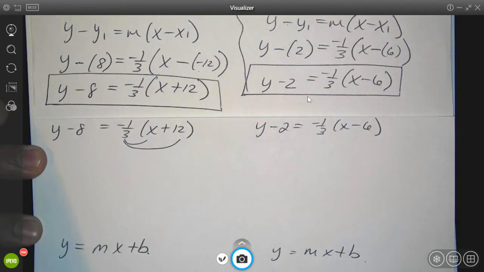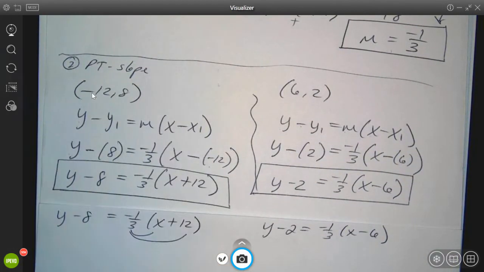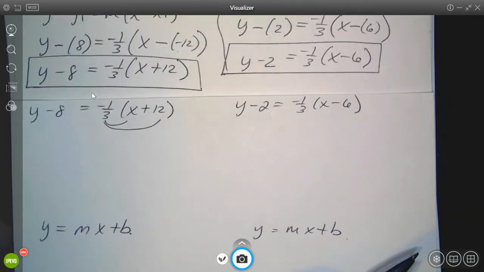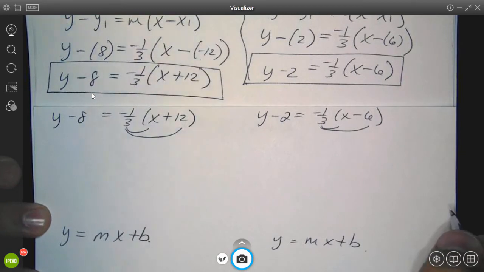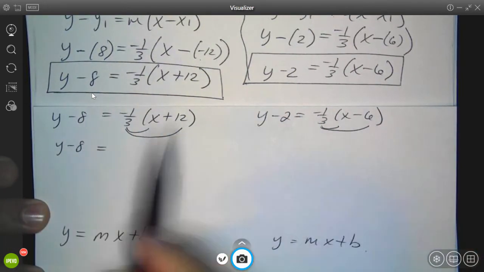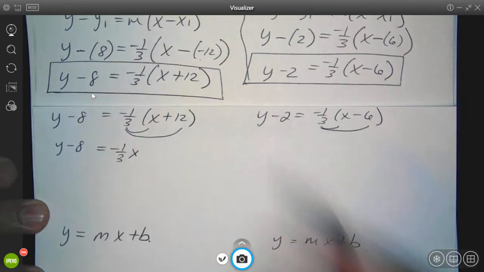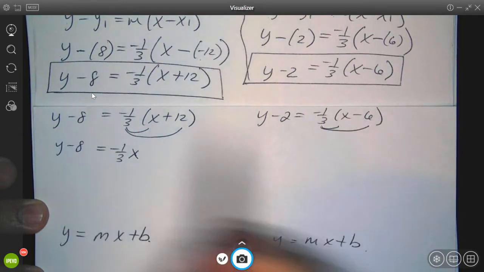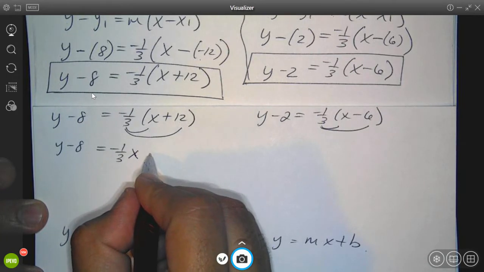This one had 6, 2 as a starting point. This one had negative 12, positive 8, right? As we saw earlier, right here. 6, 2, negative 12, 8. But they are the same equation nonetheless, right? So going here, all right, so the first thing we said was, well, we distribute. We have a number outside of parentheses. So I get y minus 8 equals negative 1/3 times x is a negative 1/3 x. Negative 1/3 times a positive 12 is a negative 4.